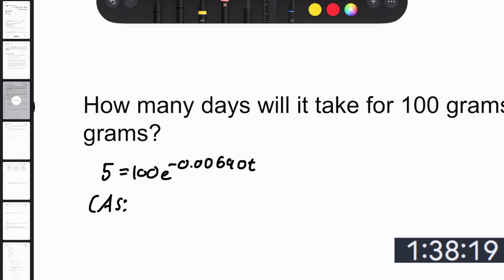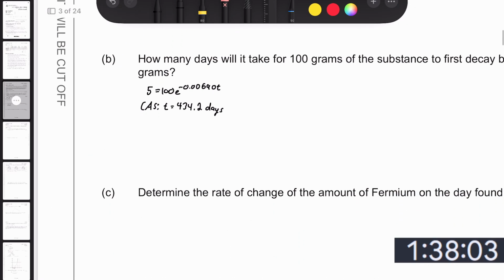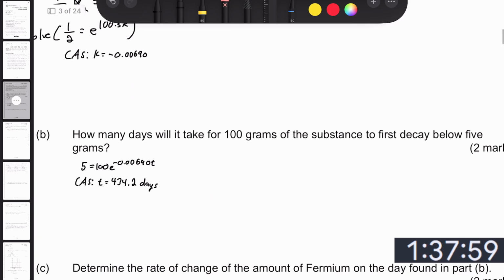e^(0.0690x). Now you get that t is equal to 434.2 days. Because I'm pretty sure that's what we're working in. Days and grams.